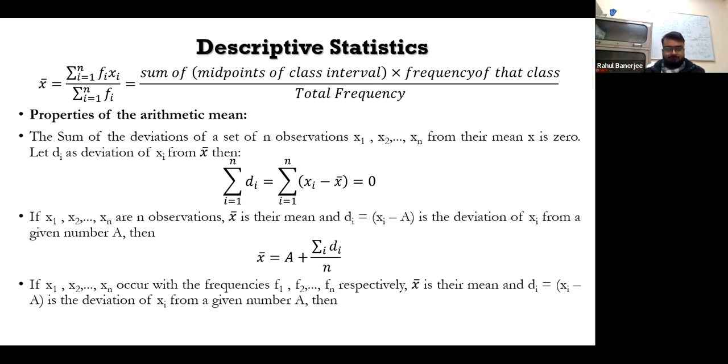And the value will eventually be 0. Now, again, see, instead of using this value xi, if you are using a deviation value, say a, and then the arithmetic mean is calculated in this way.